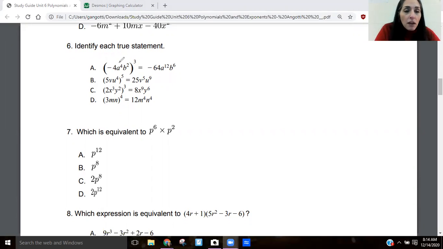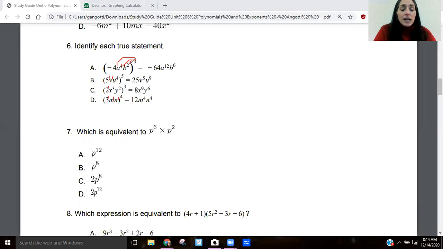There might be more. So the first thing you need to do is remember that the -4 has a 1 as the exponent. This 5 has a 1, the V has a 1, the 2 has a 1, and this 3, this M, and this N, they all have 1s. You've got to remember to distribute the exponent to each one of their little exponents in the parentheses. So we're going to do 3 times 1, 3 times 4, and 3 times 2.